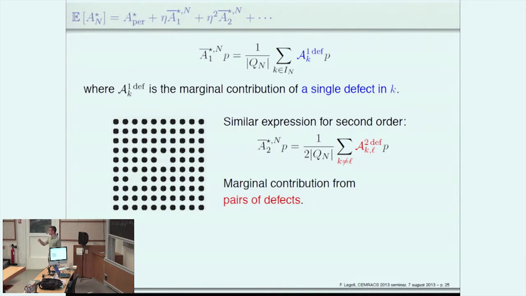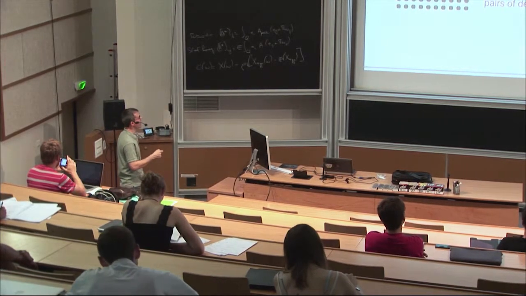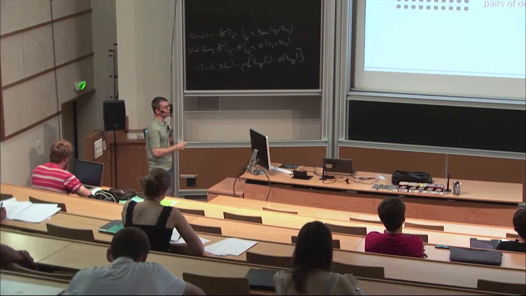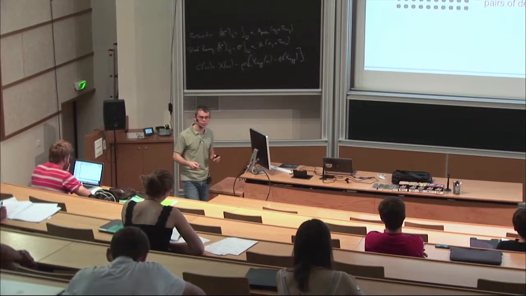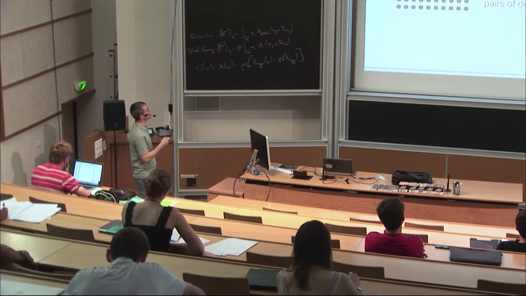I can always place the first defect at the center of my cell, and now I have as many configurations as the position of the second defect. Okay, so I do all these computations, which are deterministic computations. Okay, and in the end, I evaluate the expectation. All right.